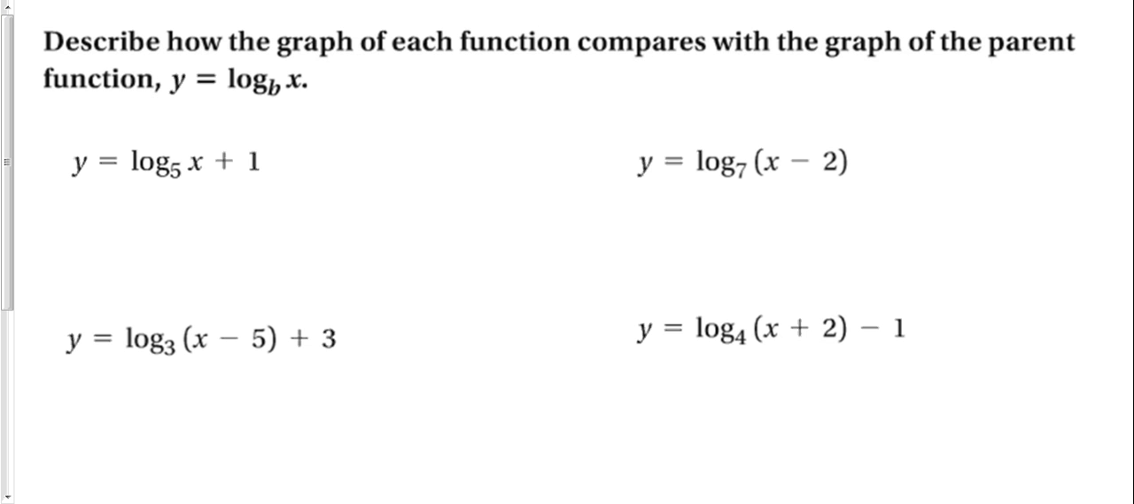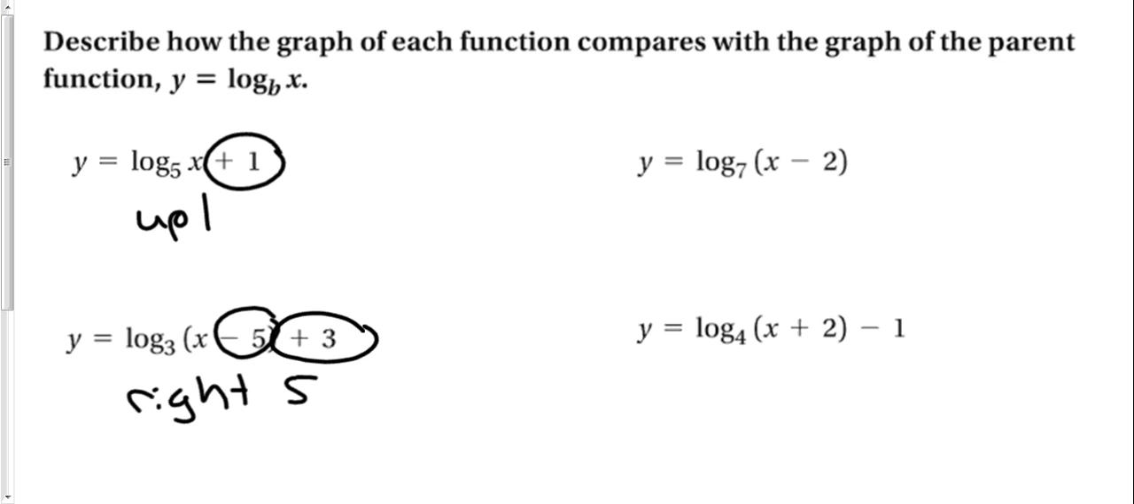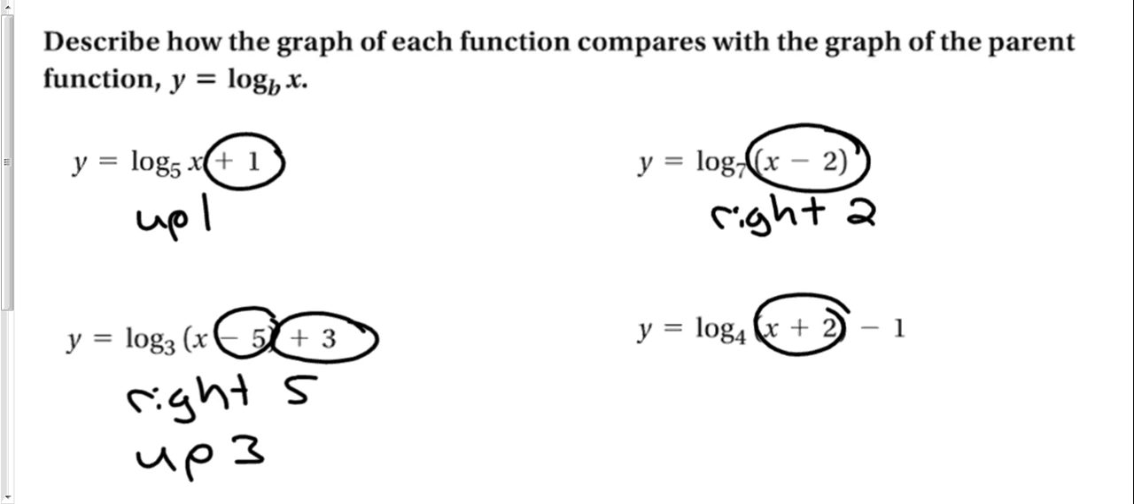Next, describe how this function is translated. Well, this means right here that it is up 1. Okay? The -5 tells me that it is right 5. The 3 tells me it is up 3. This -2, because it's in parentheses, tells me that it is right 2. This +2 in parentheses tells me left 2. This tells me down 1. So that's how the translations work. Up, down, left, and right.